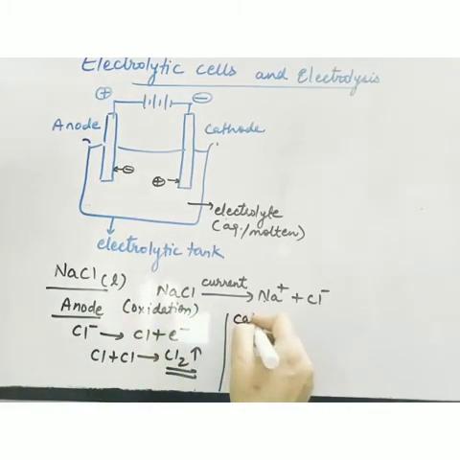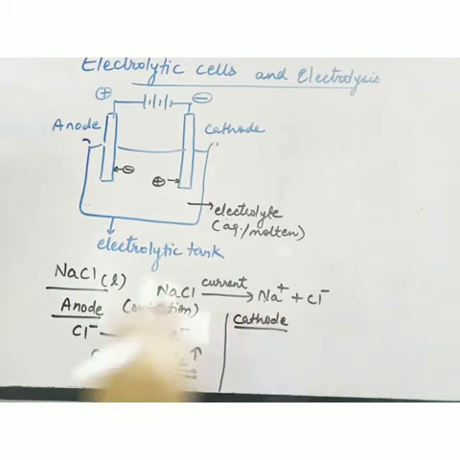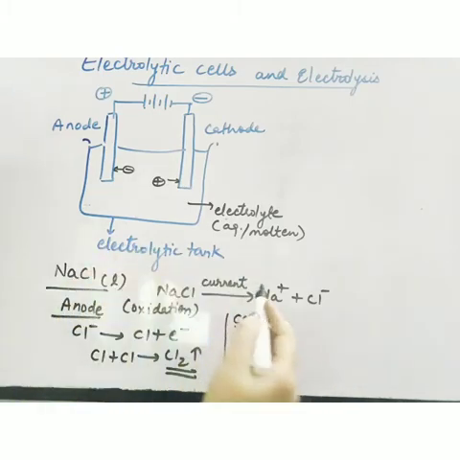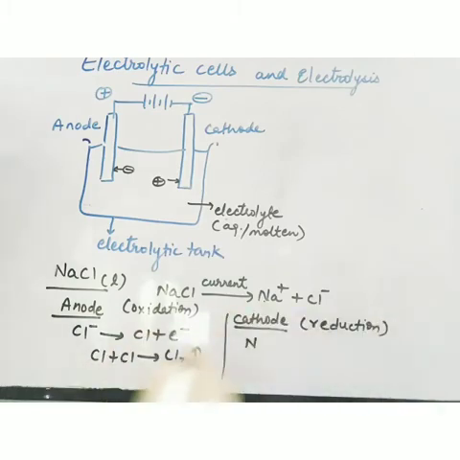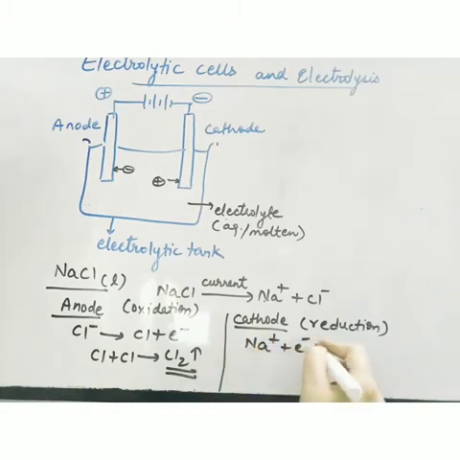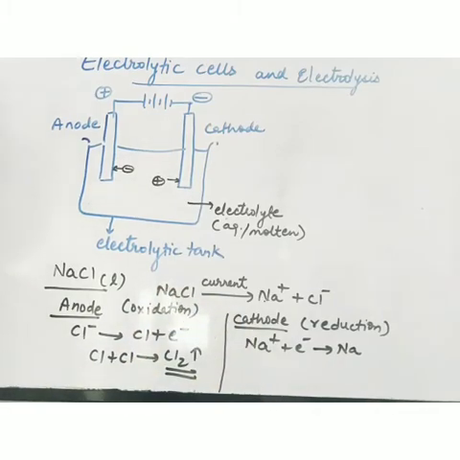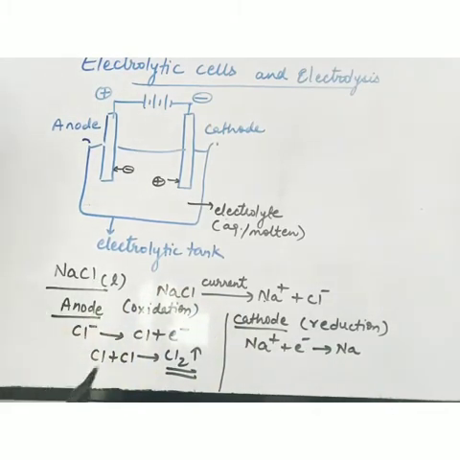Now let's see what happens at the cathode. Which ion will go to the cathode? Your Na plus, and at the cathode reduction always occurs. So Na plus will gain that electron and will change to Na. So this is how electrolysis is done. You can see that sodium chloride now dissociates and produces two new chemicals, chlorine gas as well as molten sodium or sodium metal.